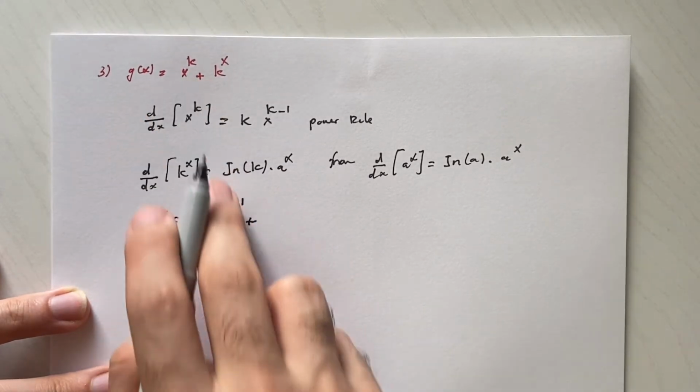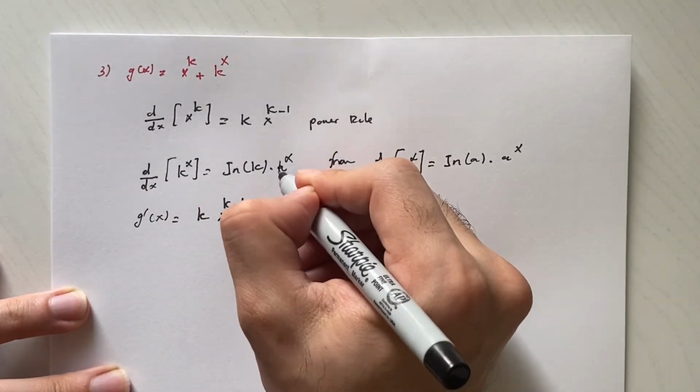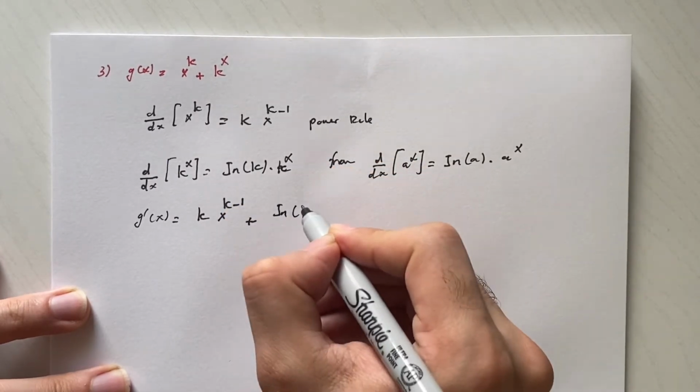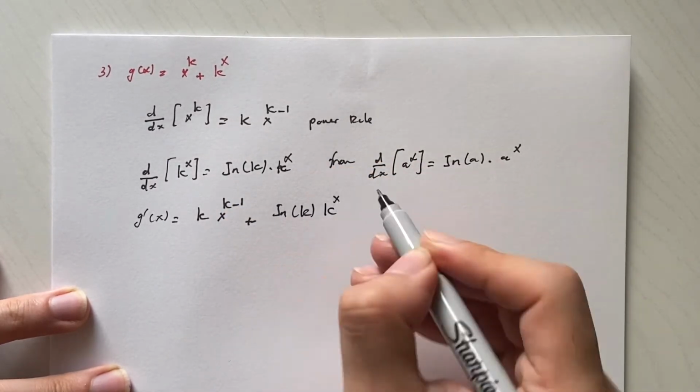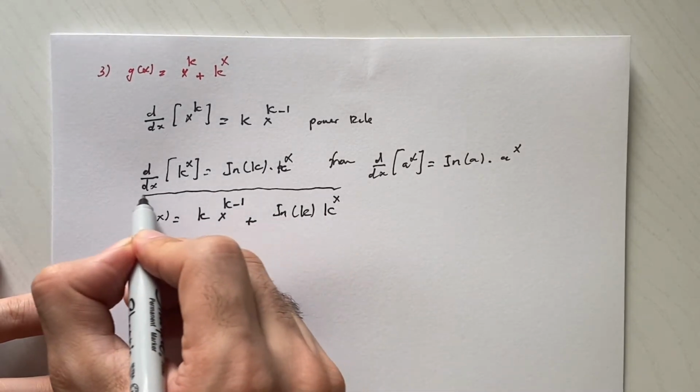This is the derivative of the first term and the derivative of the second term as natural log of k multiplied by k to the x, and that is the resulting derivative.